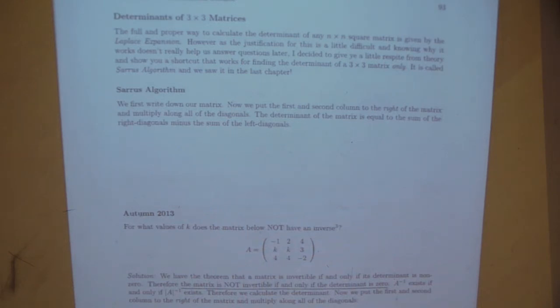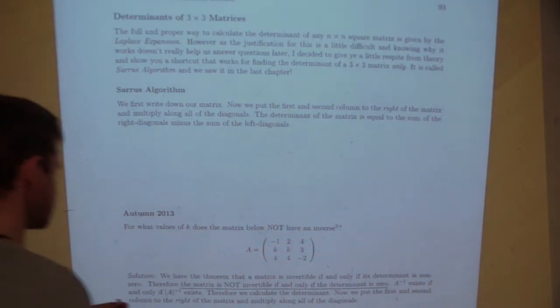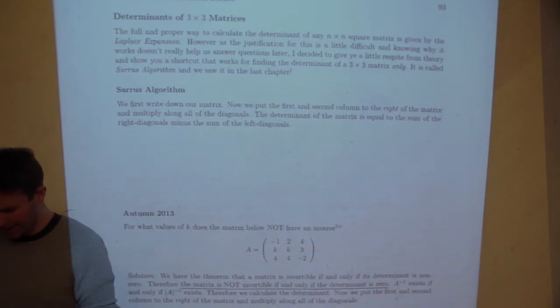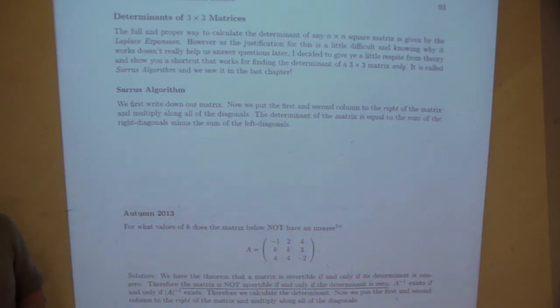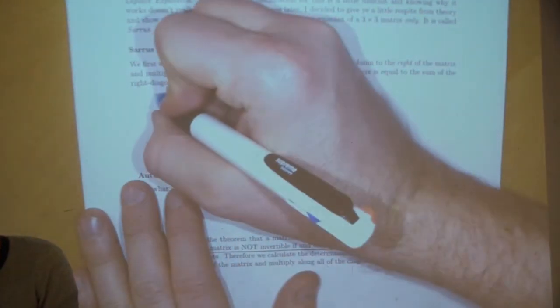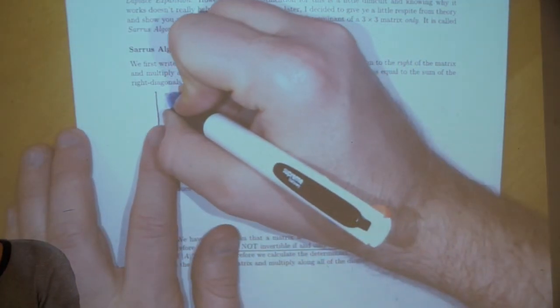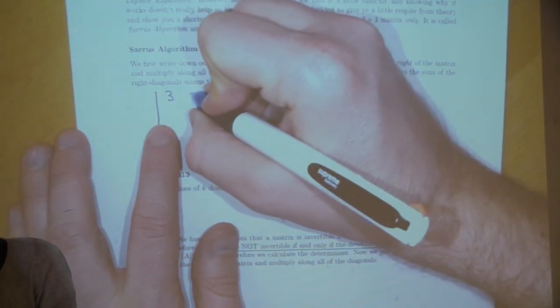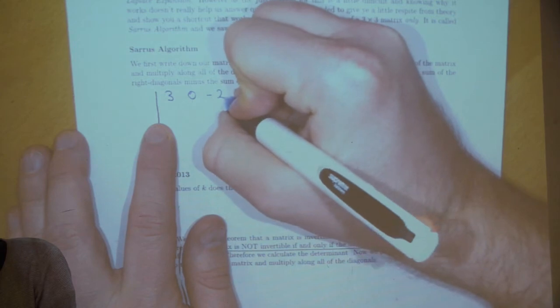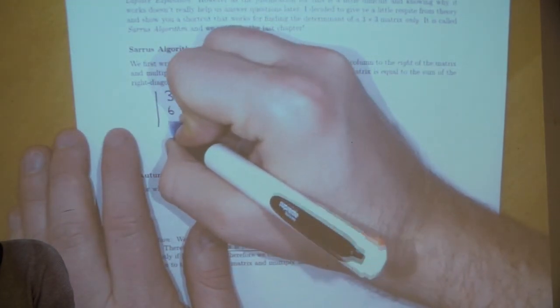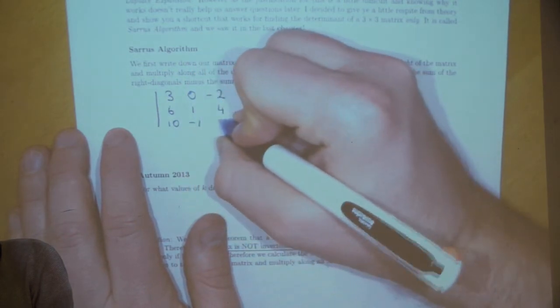So you've actually seen this before. This is actually fine. This is the right down diagonals minus left down diagonals. So if you want to find the determinant of a 3 by 3 matrix, you'd write the bars, which signify you're interested in the determinant, and we'll make up the numbers here: 3, 0, minus 2, 6, 1, 4, let's say 10, minus 1, 2.